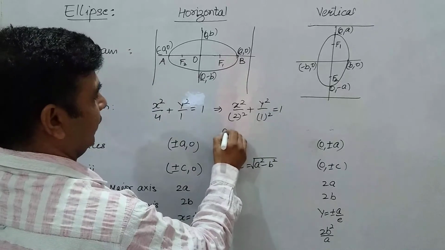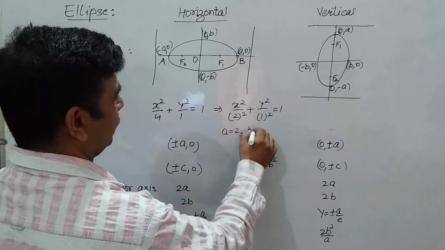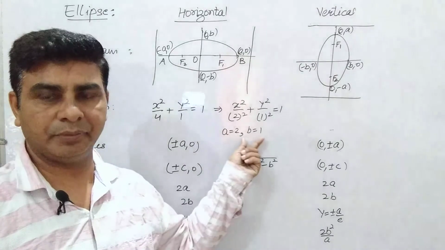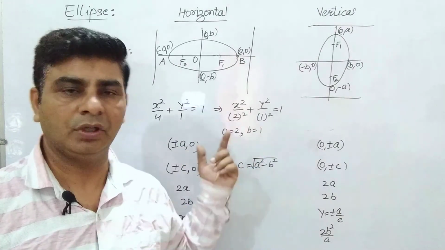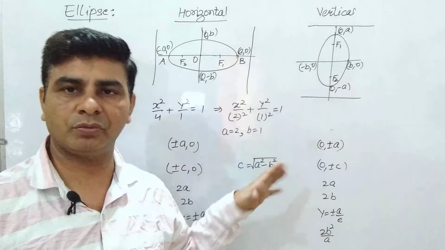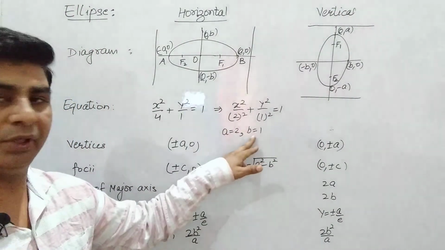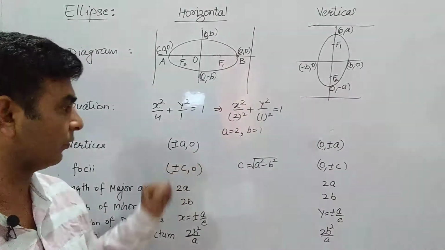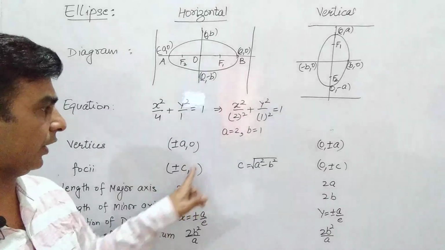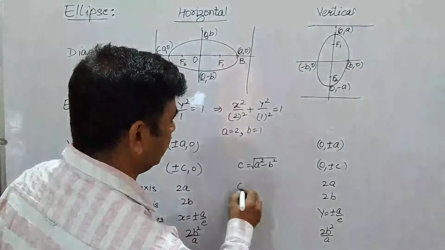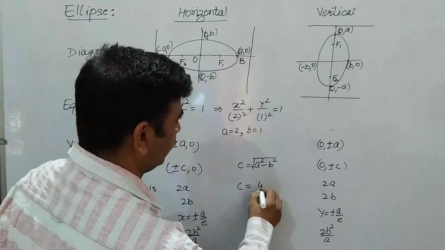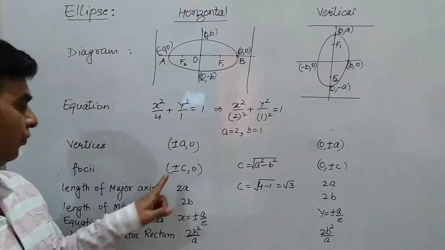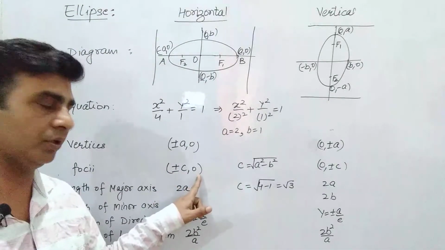You can see the value of a is 2 and value of b is 1. In each and every question you have to take a greater than b. Whichever value is greater, children, you have to take that as a, and whichever value is lesser is to be taken as b. So this is a, this is b. Now what are the vertices? Vertices are given by plus minus 2 comma 0. What are your foci? For foci, first of all let me find the value of c. This is given by a square minus b square, which is 4 minus 1 under root, which is root 3. So the foci will be plus minus root 3 comma 0.